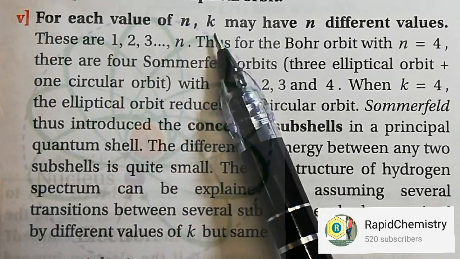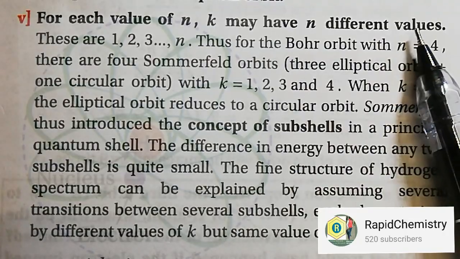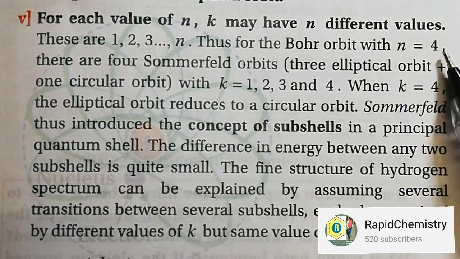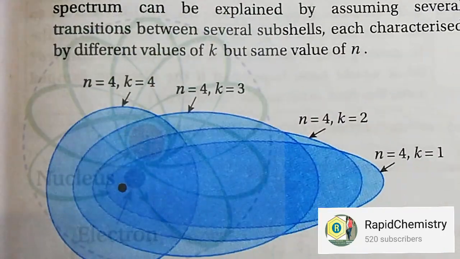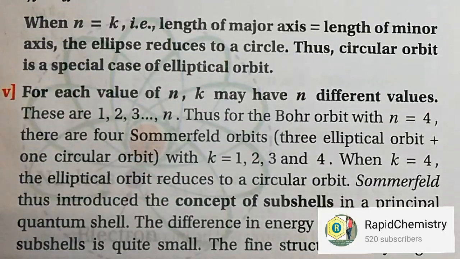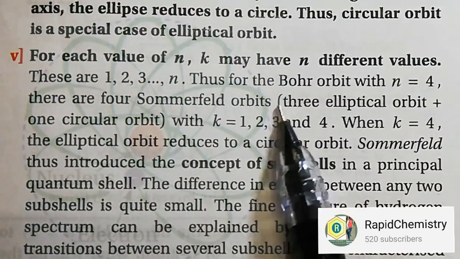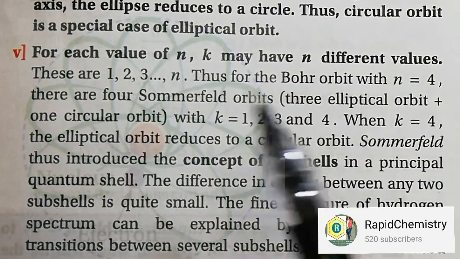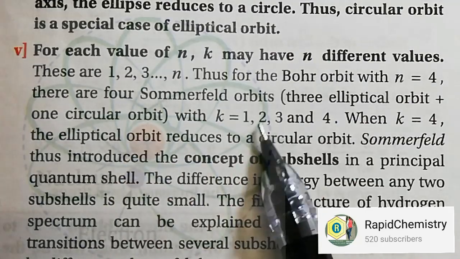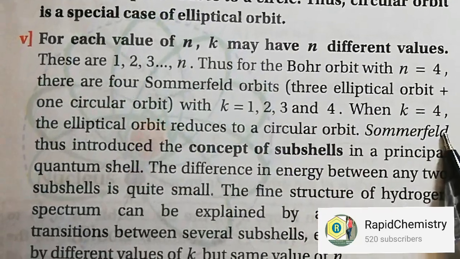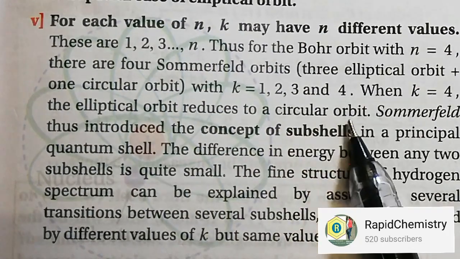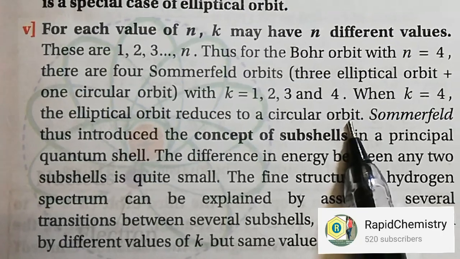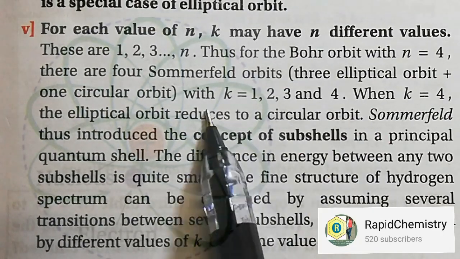For each value of n, k may have n different values: 1, 2, 3 up to n. Thus for the Bohr orbit with n equals 4, as we have seen here, there are 4 Sommerfeld orbits: 3 elliptical orbits plus 1 circular orbit, with k equals 1, 2, 3, 4. When k equals 4, the elliptical orbit reduces to a circular orbit. Here you have to remember, the circle is a special form of ellipse.